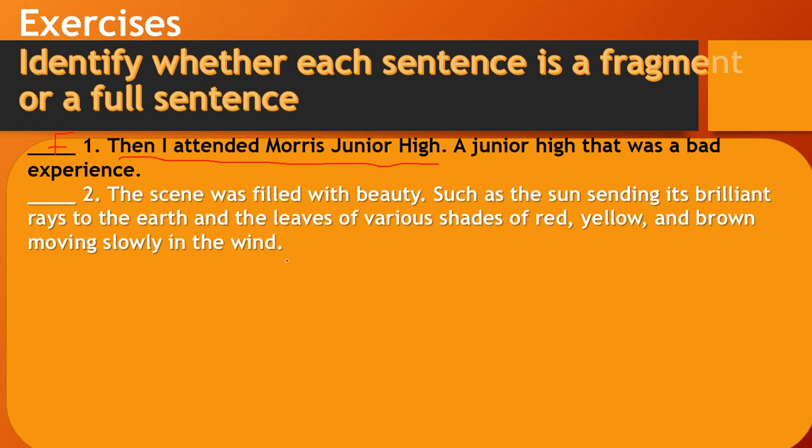If you read it by yourself now, you'll find that it's missing something. You'll feel that this second part should be part of the first one, but without the full stop, because the full stop separates the two sentences totally from each other. So the second part doesn't give me a complete meaning or complete thought when I read it by itself. It's missing something. What are you speaking about? What are you comparing the sun sending to? So the second one is a fragment too.